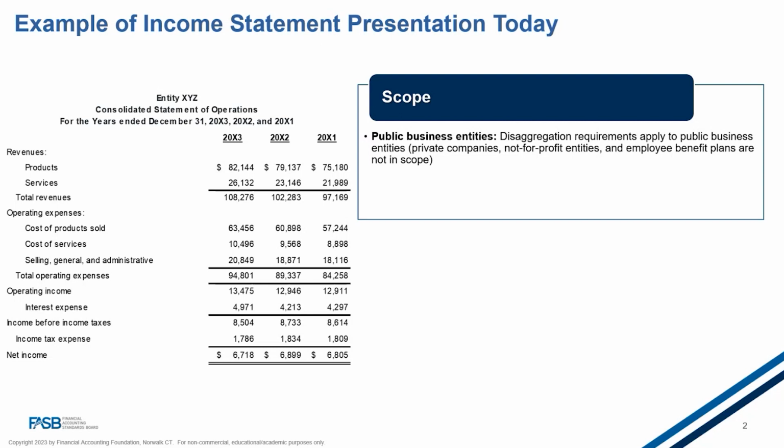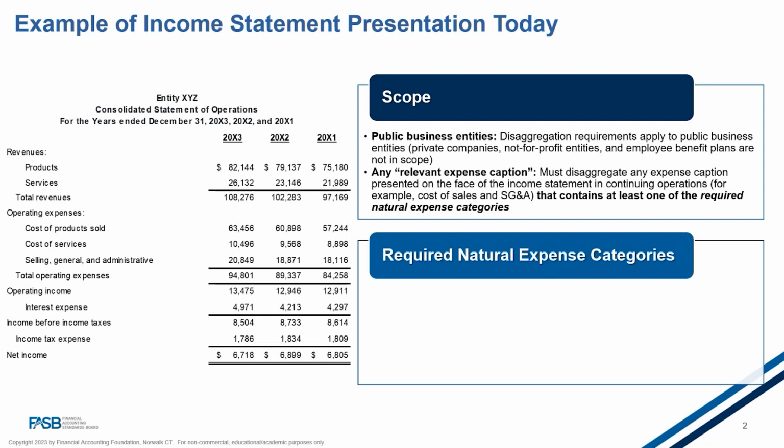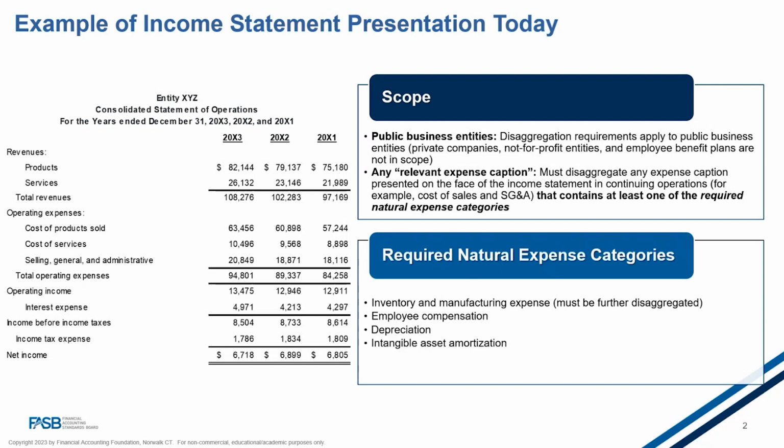Also, in the box labeled Scope, we explain which expense captions would be required to be disaggregated. An expense caption would only be disaggregated if it contains at least one of the following natural expense categories: inventory and manufacturing expense, which has additional requirements that we'll describe later, employee compensation, depreciation, intangible asset amortization, or depreciation, depletion, and amortization from oil and gas producing activities, or DD&A.